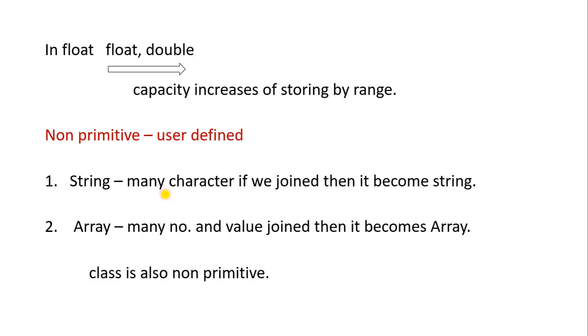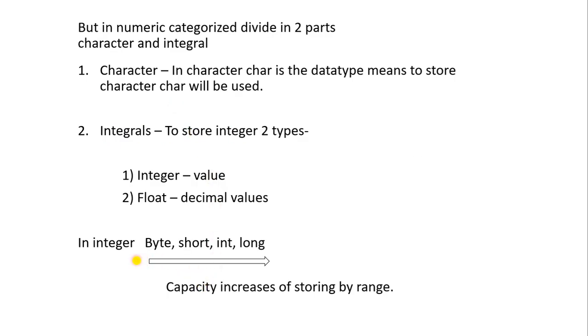Coming to float, here two data types are there: one is float and the other is double. More than float, double has the capacity to hold the decimal values. So capacity increases by storing range. Double has a high range, more than float, so double can hold more values than float. Similarly, in integer form, long has higher capacity than int, and int has higher capacity than byte and short.